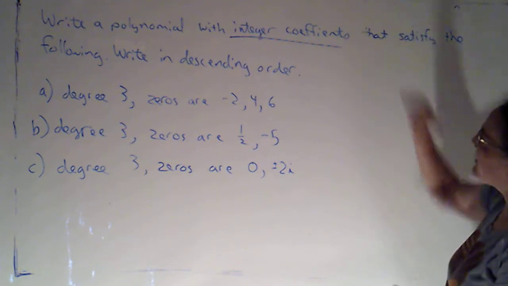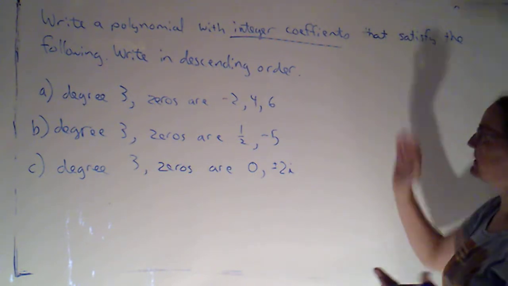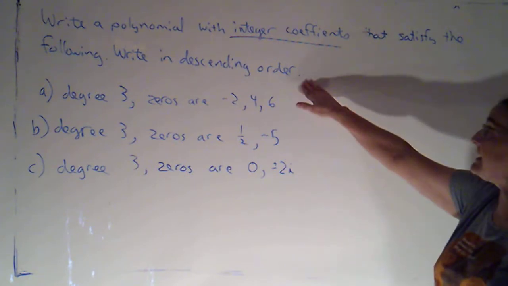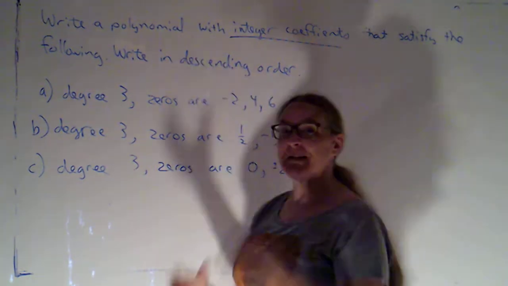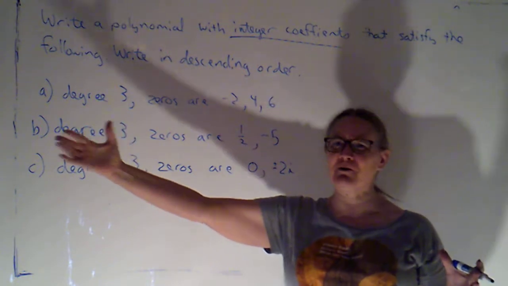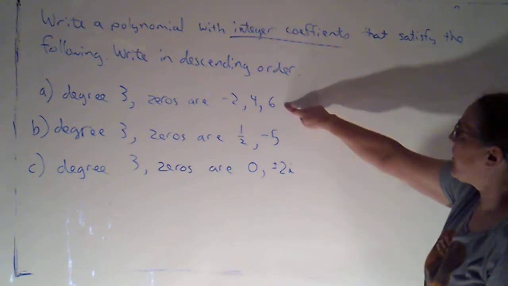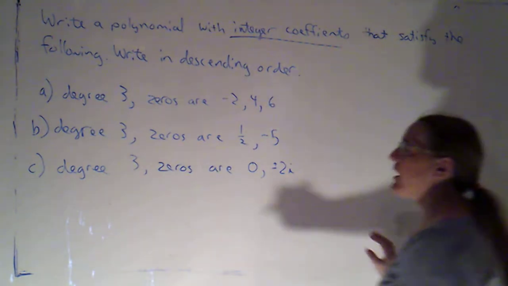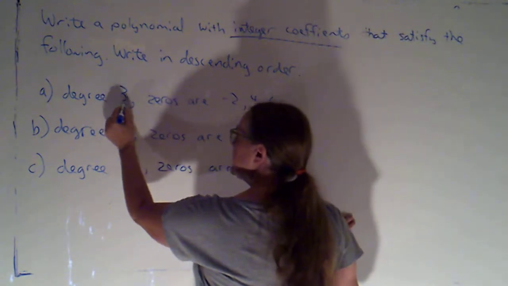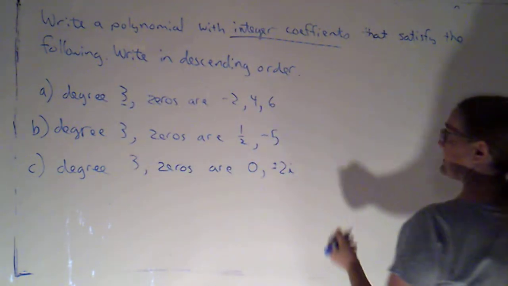So we want to write a polynomial with integer coefficients that satisfy the following things. And we're going to write it in descending order. That essentially tells me don't leave it in factored form. Descending order means I start with the biggest power, so I've got to have it multiplied out. Okay, so part A, we're told that we want it to be degree 3, and we're given that the zeros are -2, 4, and 6.